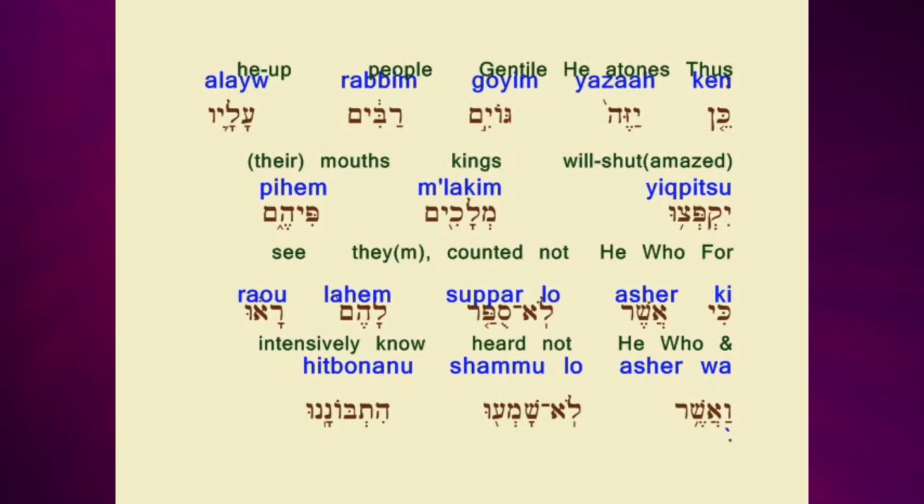And here Shema is in the Qal perfect third person plural, which is why it's shamu. Okay, and then the last word in the verse is hitbonanu. Hitbonanu. It's from bin, B-I-N.